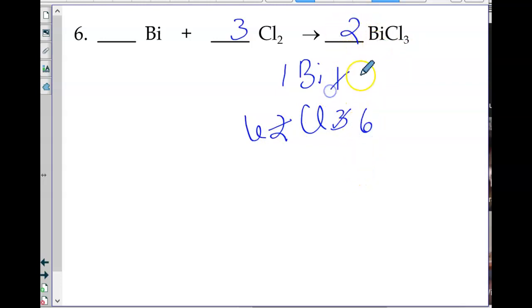But it also makes my bismuth, because I have to distribute all the way through anything that's right in front of it, go to 2. So to get my bismuth fixed on the other side, I'm going to put a 2 in front because 2 times the 1 makes this go to 2. Remember, this is my working area, my placemat. So 2, 2, 6, 6, and this is balanced with a 2, 3, 2. Questions about number 6?